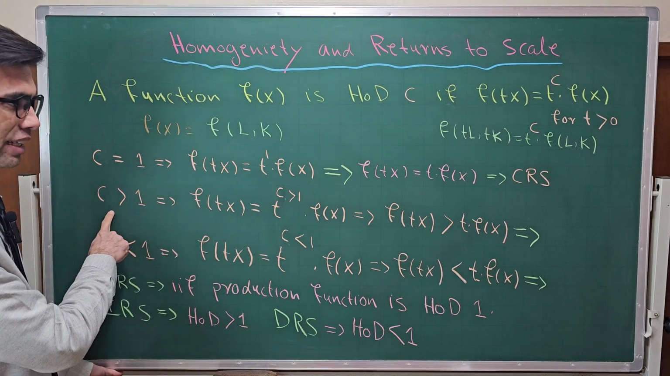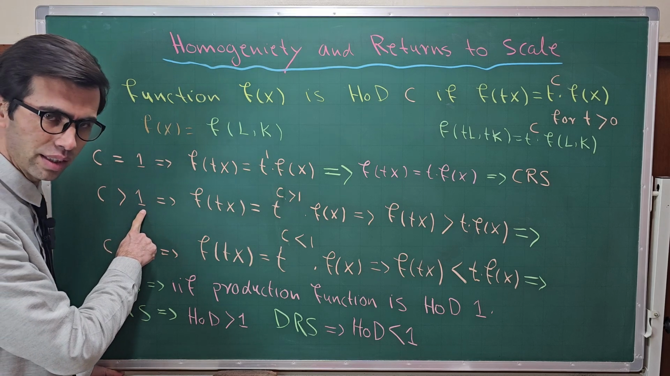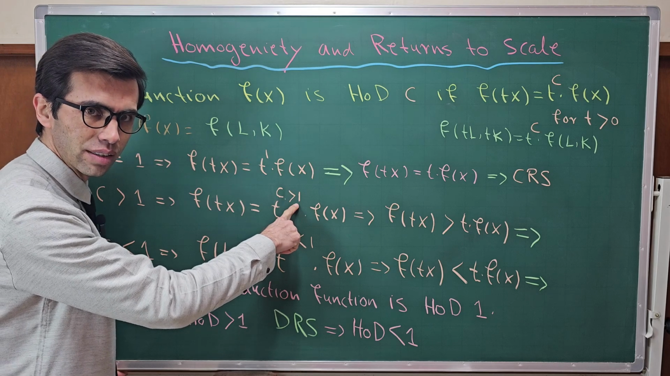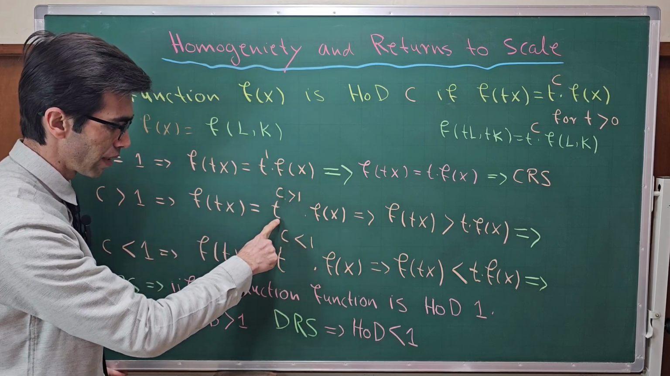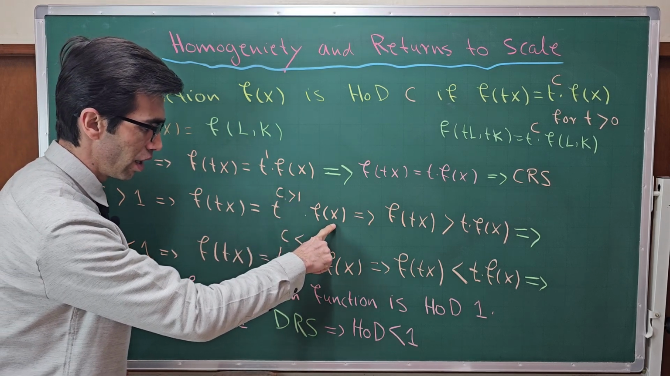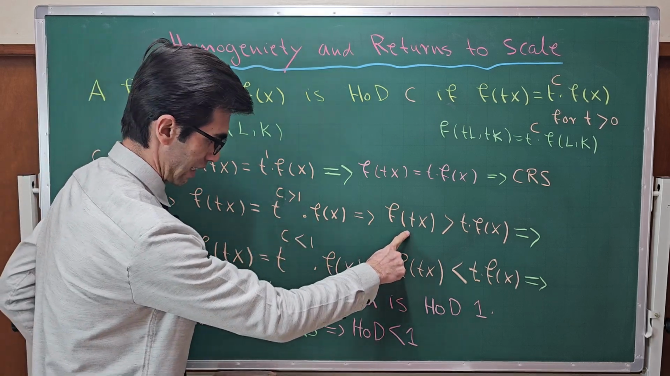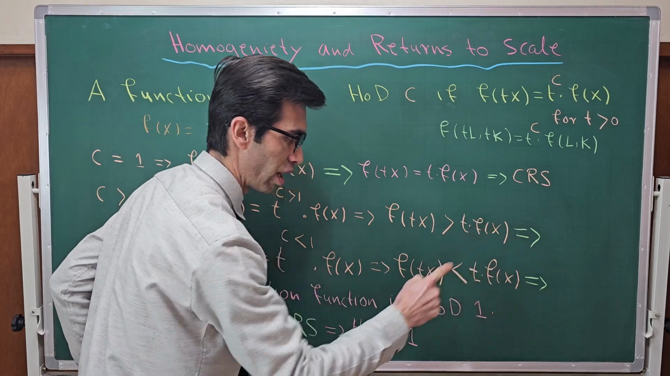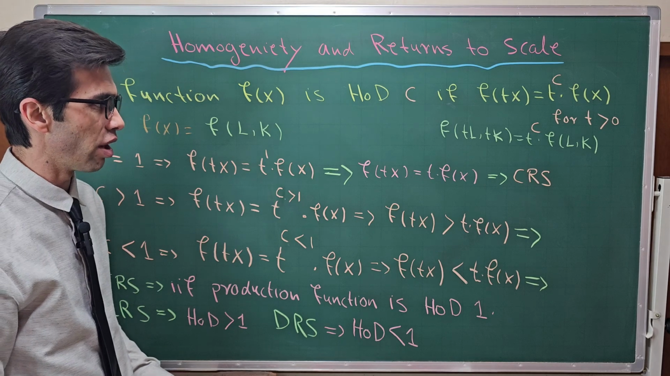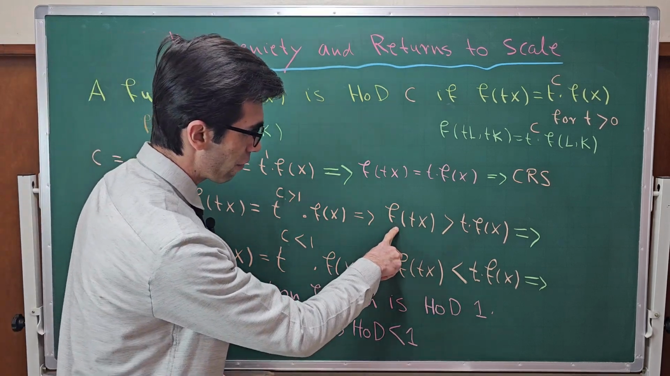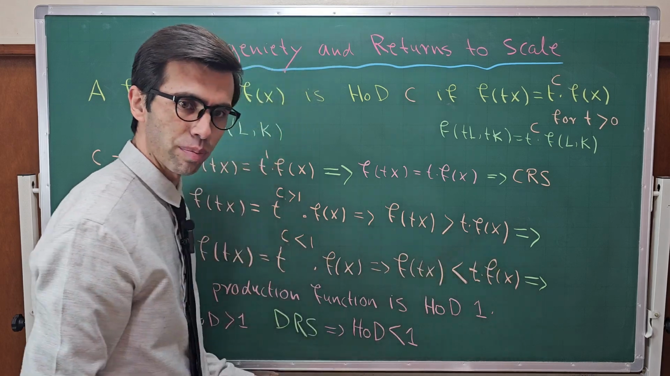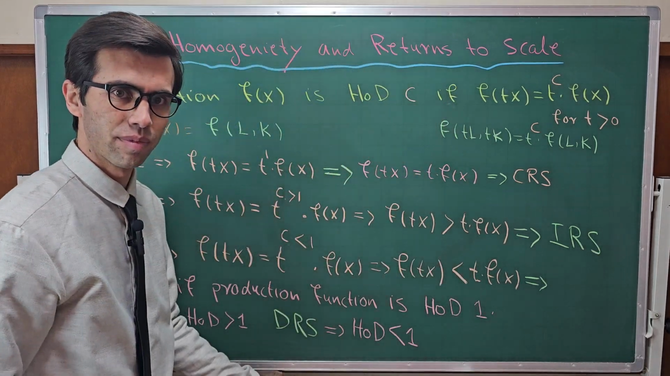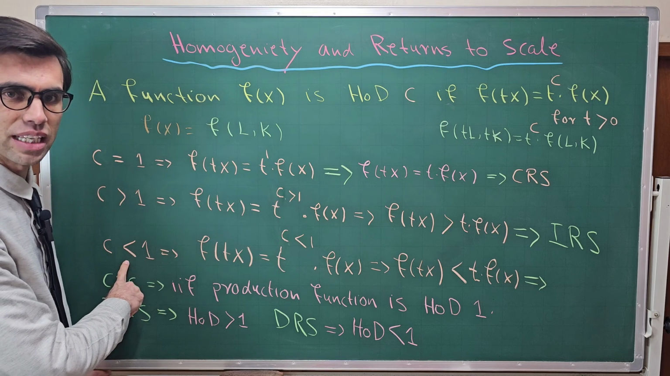But if c, the degree of homogeneity, is greater than 1, then f of tx is equal to t to the power of c, but now this c is greater than 1. It's not equal to 1 anymore. It's greater than 1. T to the power of c, greater than 1, multiplied by f of x. So in this case, because c is greater than 1, f of tx is greater than t multiplied by f of x. And based on the condition for the returns to scale, if f of tx is greater than t multiplied by f of x, we have increasing returns to scale.